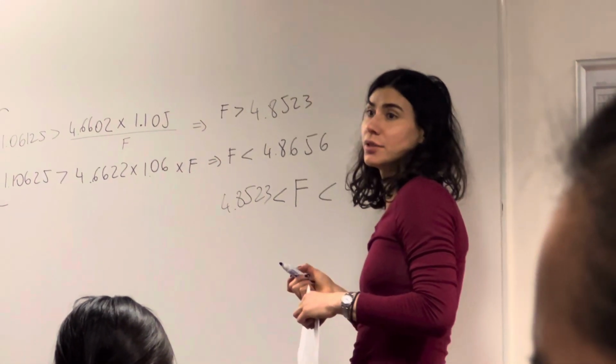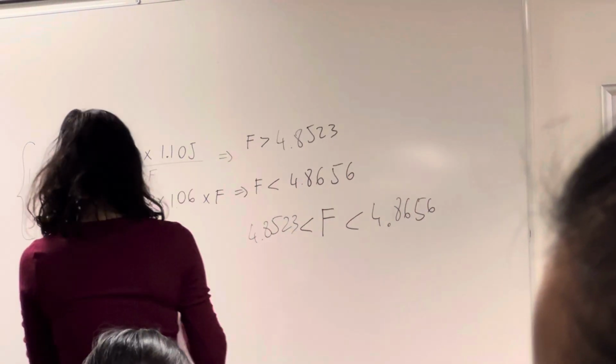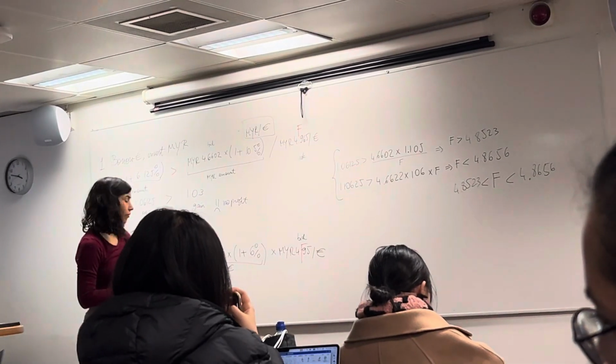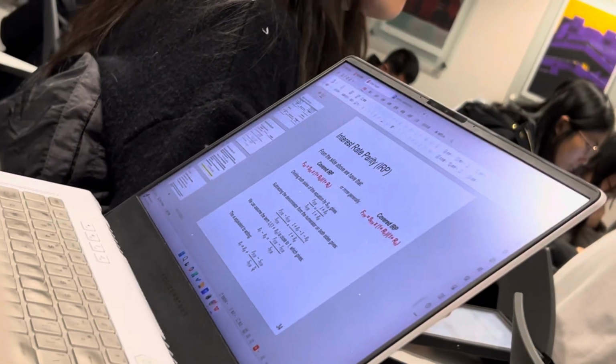That's what we wanted. As long as f is between these two values, there will always be no profit. If f is outside of that range, there will be profit. So that's all that the question asks us.